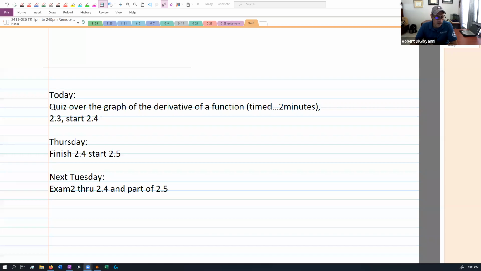So I'm going to basically show you some pictures and ask you some questions, and you'll have 2 minutes to answer those. It's not much time, but see how you do. And then we're going to get through 2.3, start 2.4, finish up 2.4, start 2.5 on Thursday. Then a week from today is your test. So that's the plan. Any questions?